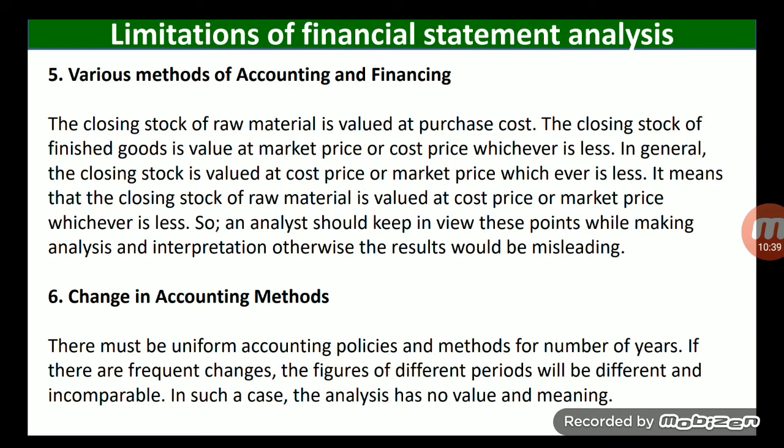Next is various methods of accounting and financing. The closing stock of raw material is valued at purchase cost. The closing stock of finished goods is valued at market price or cost price, whichever is less. In general, the closing stock is valued at cost price or market price, whichever is less. An analyst should keep in view these points while making analysis and interpretation, otherwise the result would be misleading.